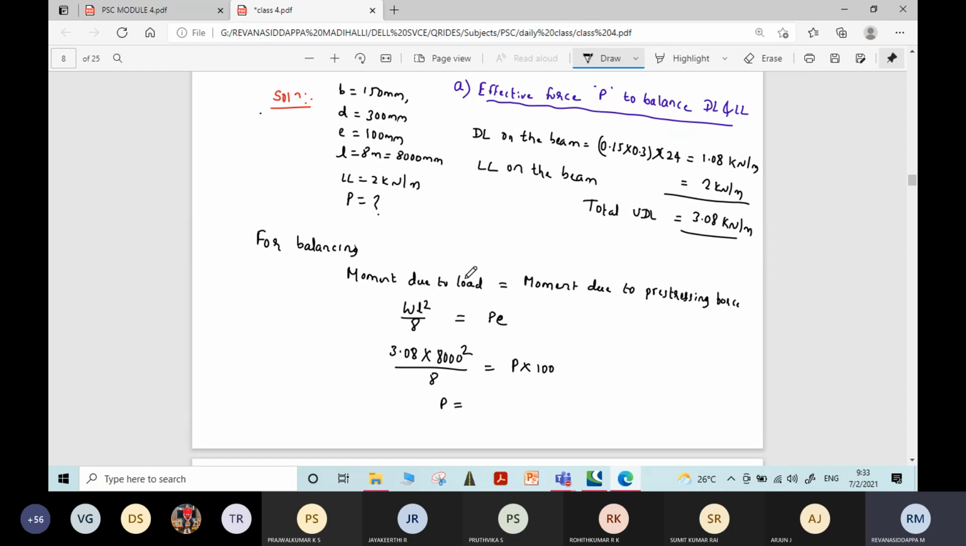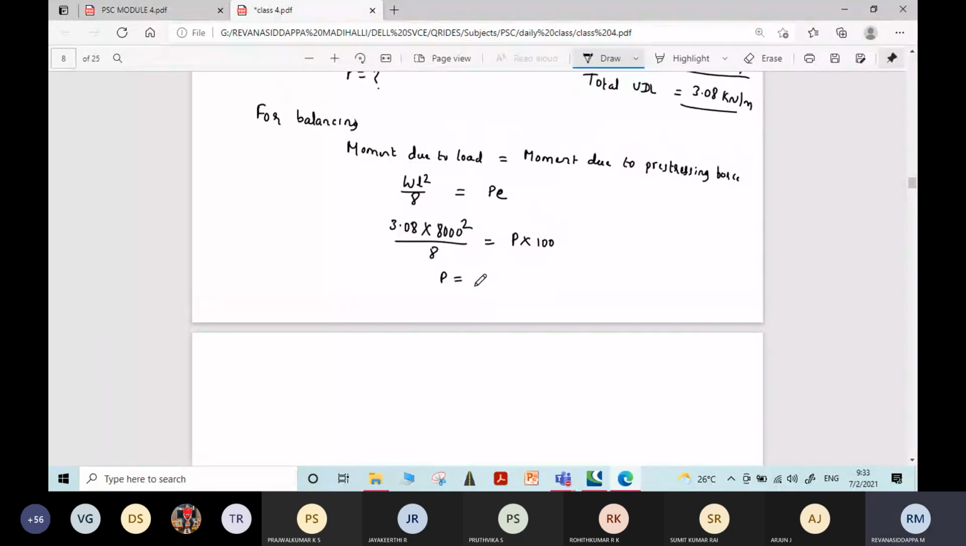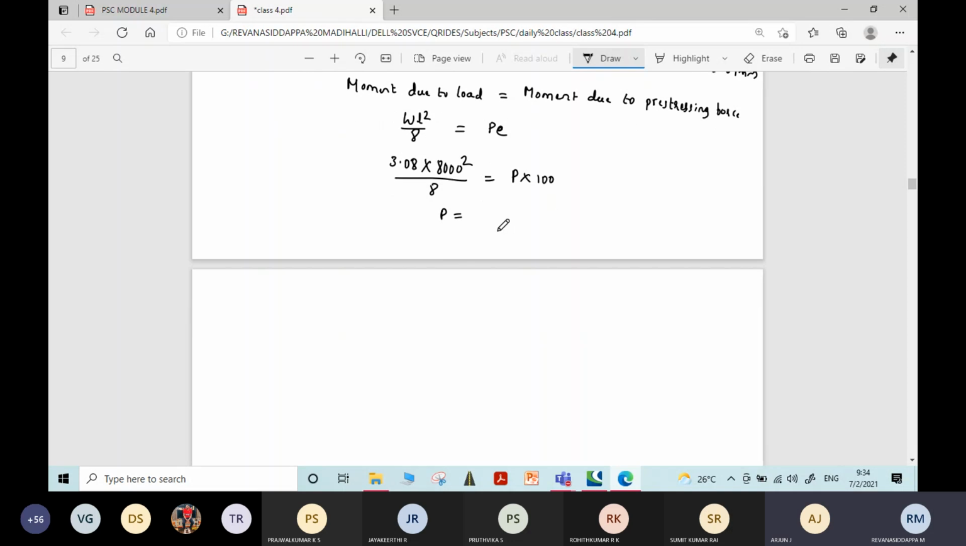Tell me the answer. This is 3.08 Newton per millimeter. How much will you get the pre-stressing force? 246.4 kilonewton, that is 246.4 into 10 power 3 Newton. Therefore, P is equal to 246.4 kilonewton. Okay. So this first question is over.